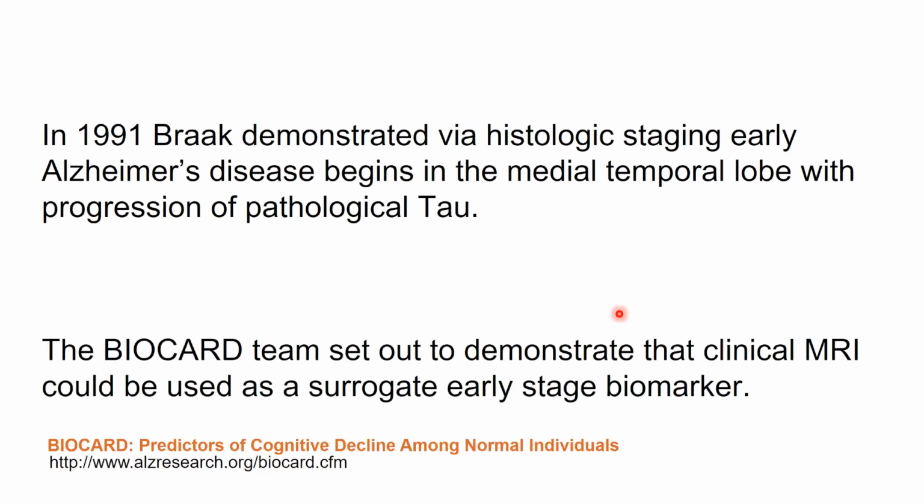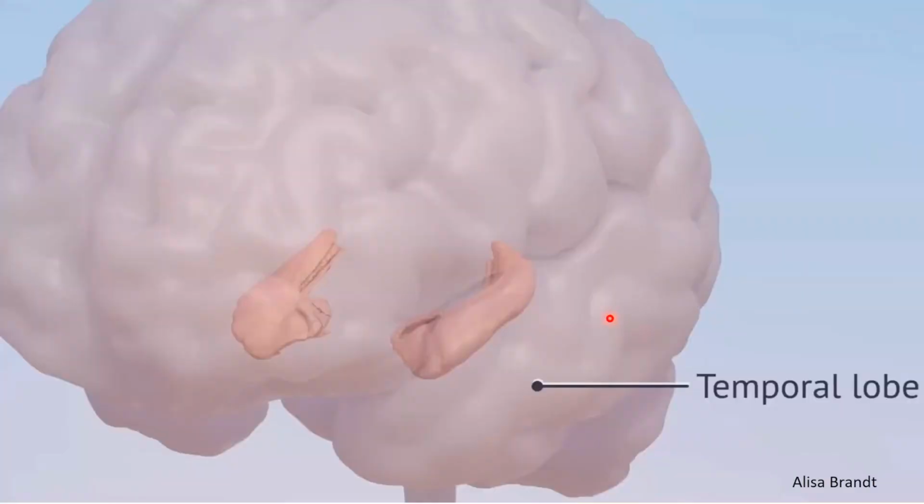The Biomarker team, which Marilyn leads, and I lead the imaging core, I and others, set out to demonstrate that clinical MRI could be used as a surrogate early stage biomarker. So we wanted to be able to duplicate what Braak had done in pathology, but do it in clinical MRI. So that's what we've been doing for the last, I would say, decade now. I'm going to assume you don't know the medial temporal lobe intimately. Not everyone does, many of you do.